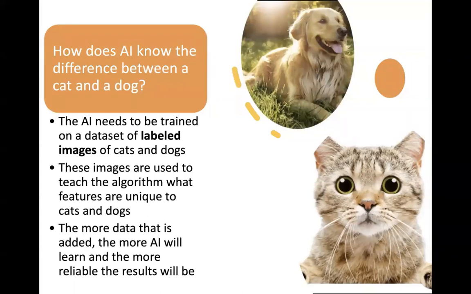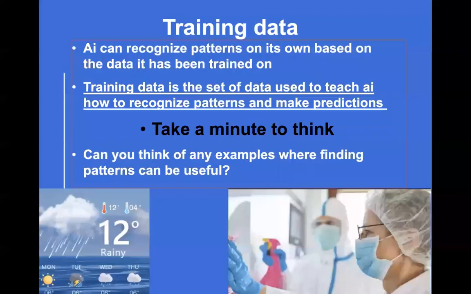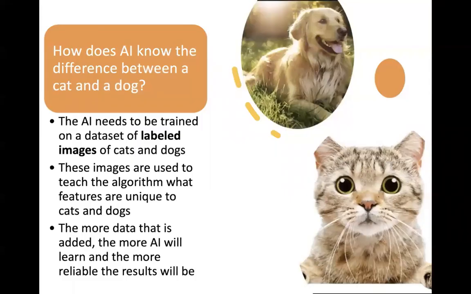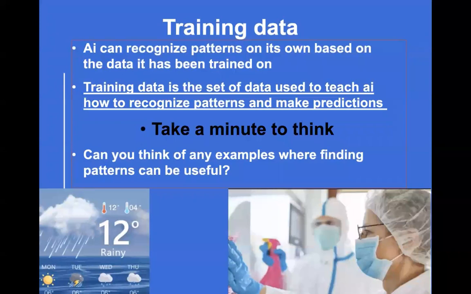These images are used to teach the algorithm what features are unique to cats and dogs. The more data that is added, the more AI will learn and the more reliable the results will be. AI can recognize patterns on its own based on the data it's been trained on. So training data is the things you're putting in. Training data is a set of data that you use to teach AI how to recognize patterns and make predictions.